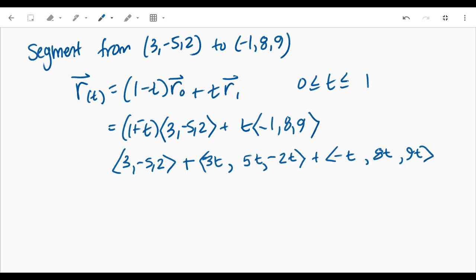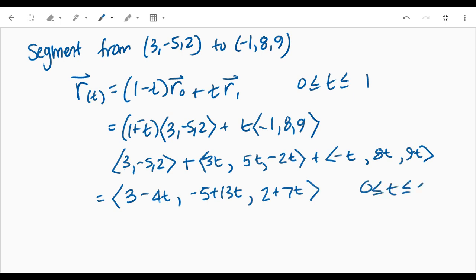And then what I can do is group them. So we would have 3 minus 4t, negative 5 plus 13t, and then 2 plus 7t. And that's for, again, t between 0 and 1. Okay, and that would get you your segment. And that's just from 10.5 again. Okay, I'm going to stop there and I'll make a second video for the remaining part.